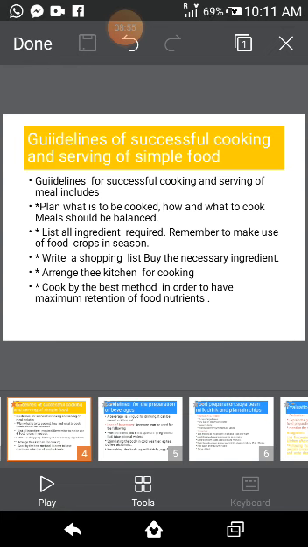Get the food out just before serving it. For instance, the meat for dinner should not be left exposed for a long period on the kitchen table.